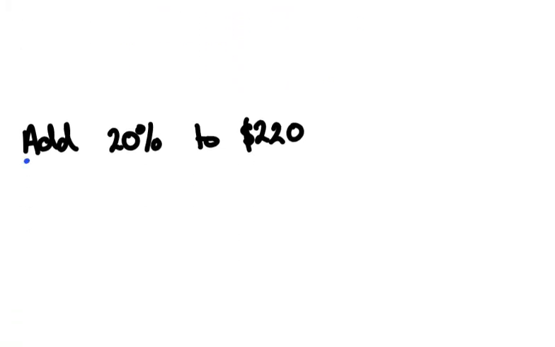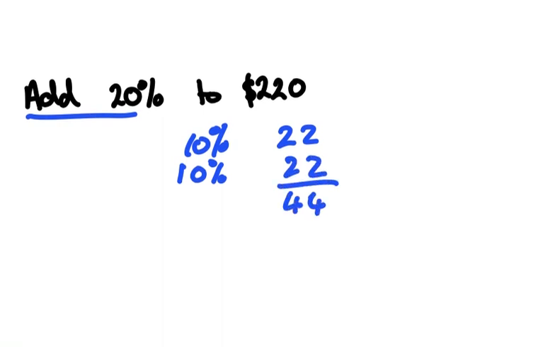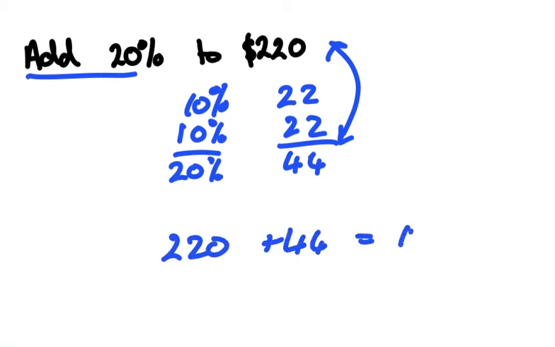If you are asked to add 20% to a number, find 10% first. So 10% of 220 is going to be $22. 20% of 220 is going to be another 22. That's $44. That is what you add to the 220, because we've got 10 and 10 is 20%. So 220 plus 44 equals $264. So there's a quick lesson on percent. Remember, percent is out of 100.